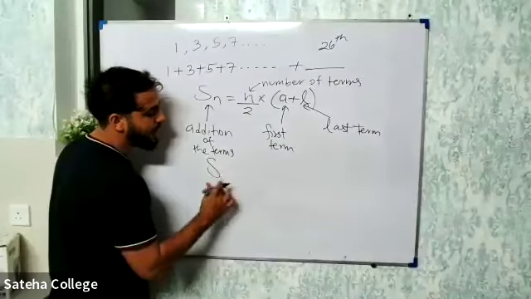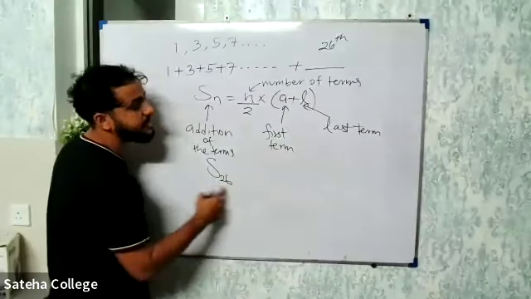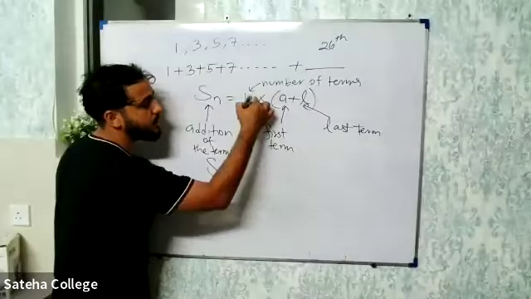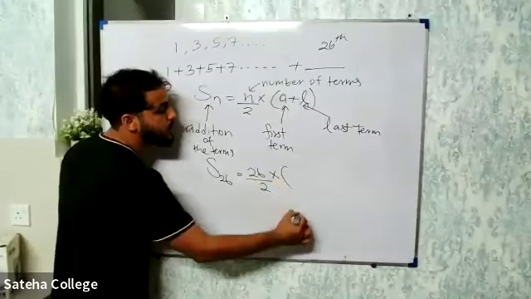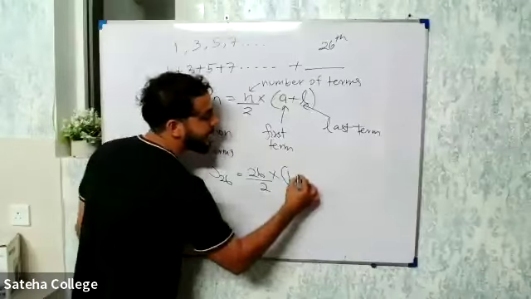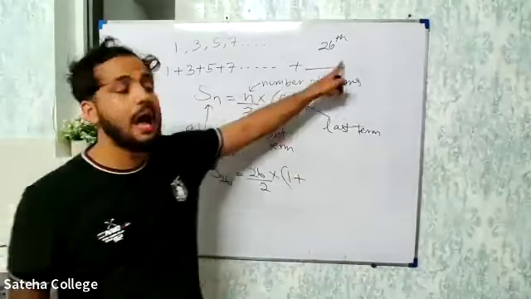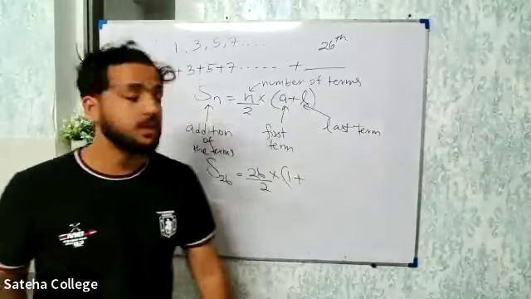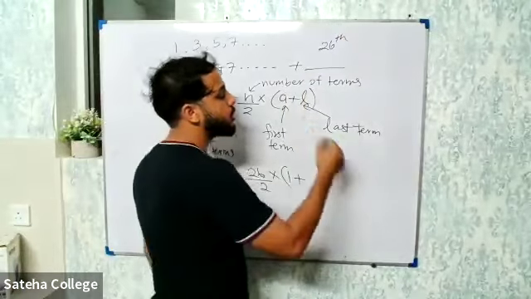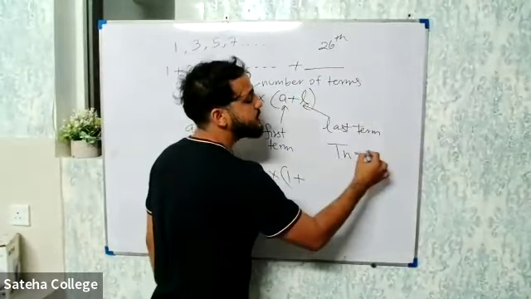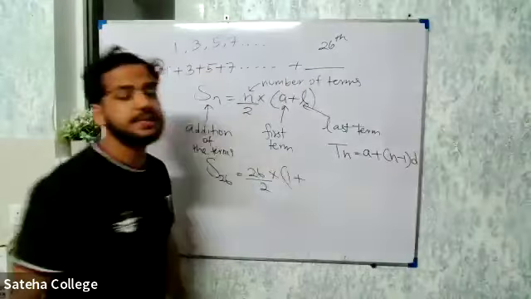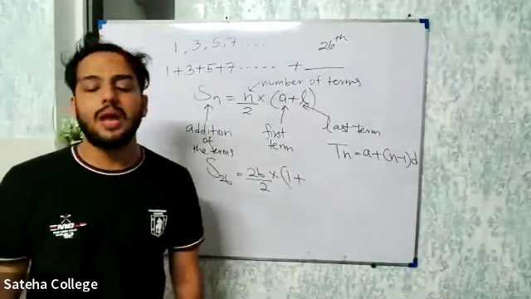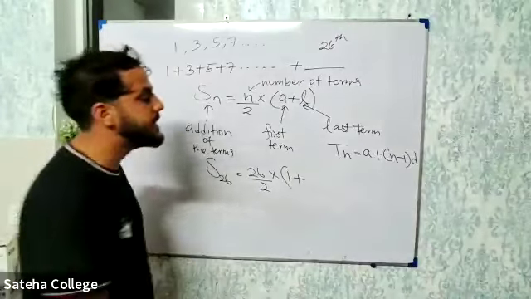So S26, you are adding 26 terms, so S26 is equal to the number of terms, 26, divided by 2. Your first term is equal to 1. Then you have to find your last term, which is your 26th term. Now using the previous equation, we can find the 26th term. That is Tn is equal to A plus n minus 1 into D.